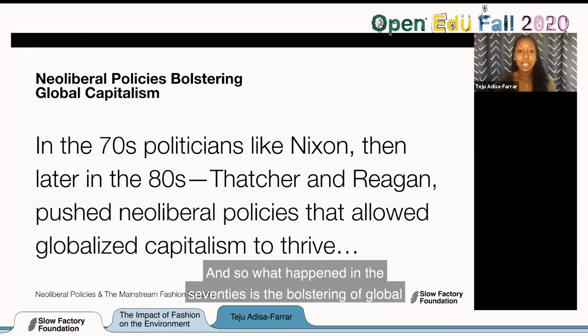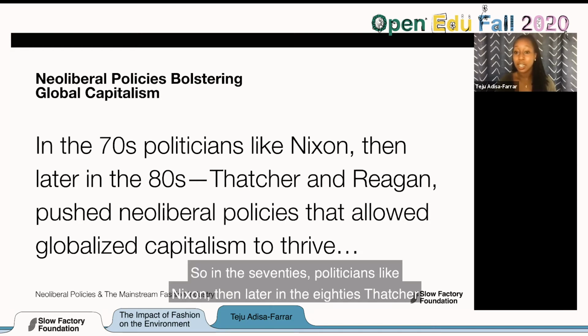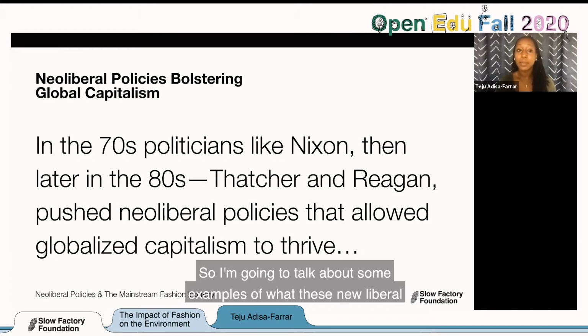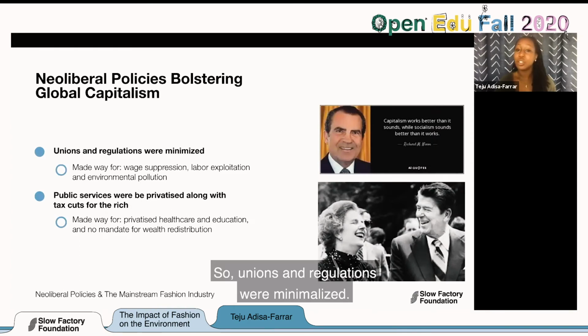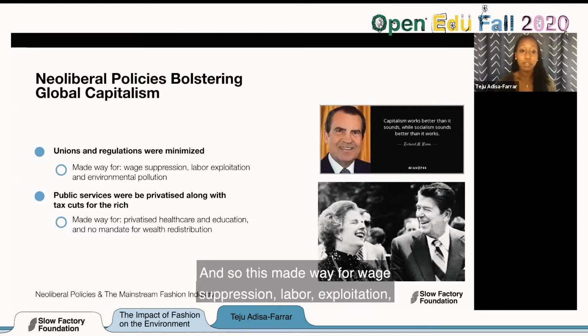And so what happened in the 70s is the bolstering of global capitalism by neoliberal policies. In the 70s, politicians like Nixon, then later in the 80s, Thatcher and Reagan pushed neoliberal policies that allowed global capitalism to thrive. So I'm going to talk about some examples of what these neoliberal policies are and how they had an effect on the booming fashion industry. So unions and regulations were minimized. That was one of the first things that took place during the 70s and 80s. And so this made way for wage suppression, labor exploitation, and environmental pollution.